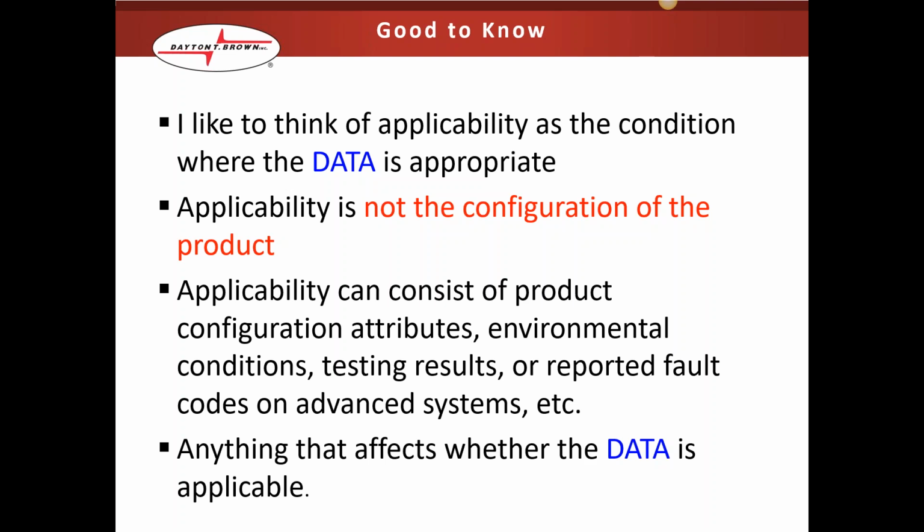Applicability can consist of product configuration attributes. We can also do things with testing results or fault codes with advanced systems, or we can do environmental conditions. And all those that basically have an effect on whether the data is applicable, we can build into the S1000D applicability.